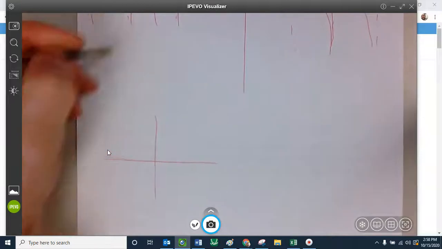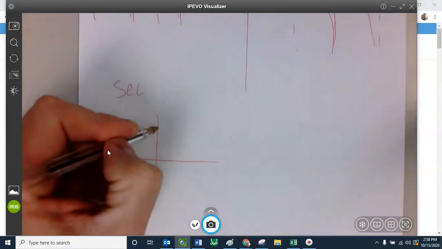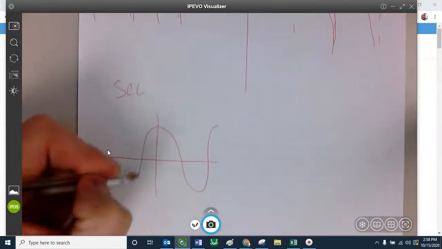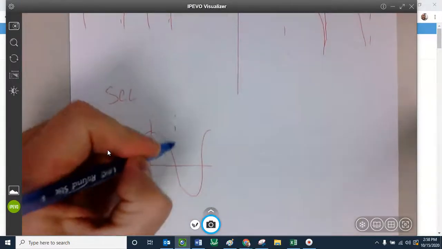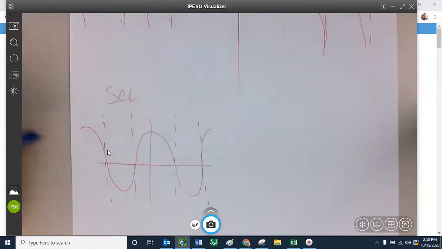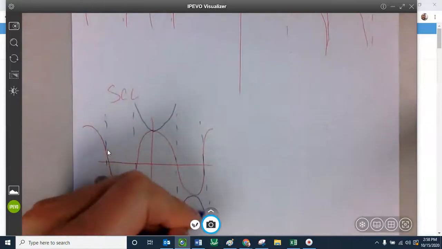To graph secant, we need to graph cosine, and cosine starts at a maximum on its way down. So cosine would look like this. Let me switch colors here on you. Then secant gets asymptotes at all these nodes. And then we have our reciprocal behavior: maxes are mins, mins are maxes.